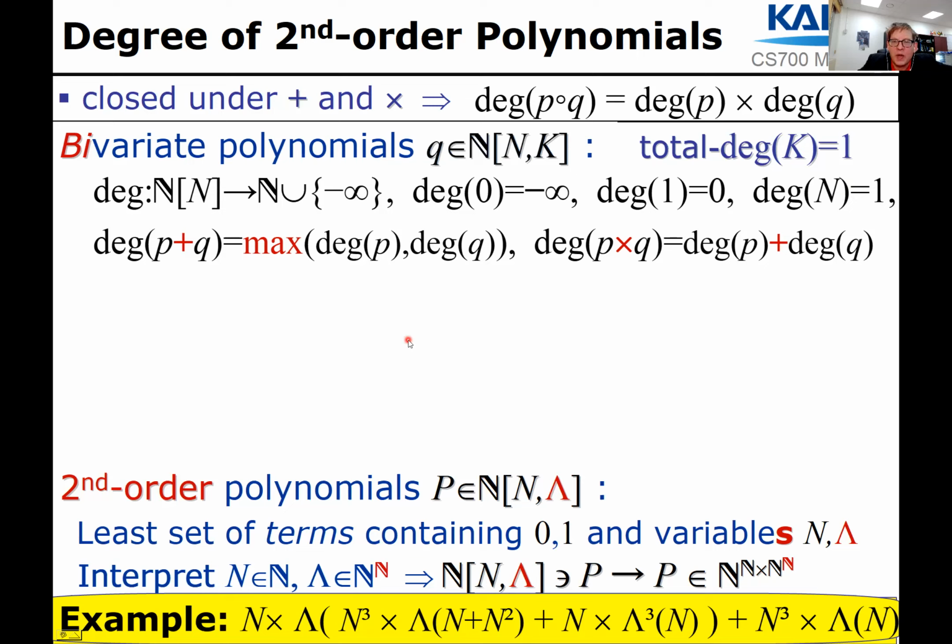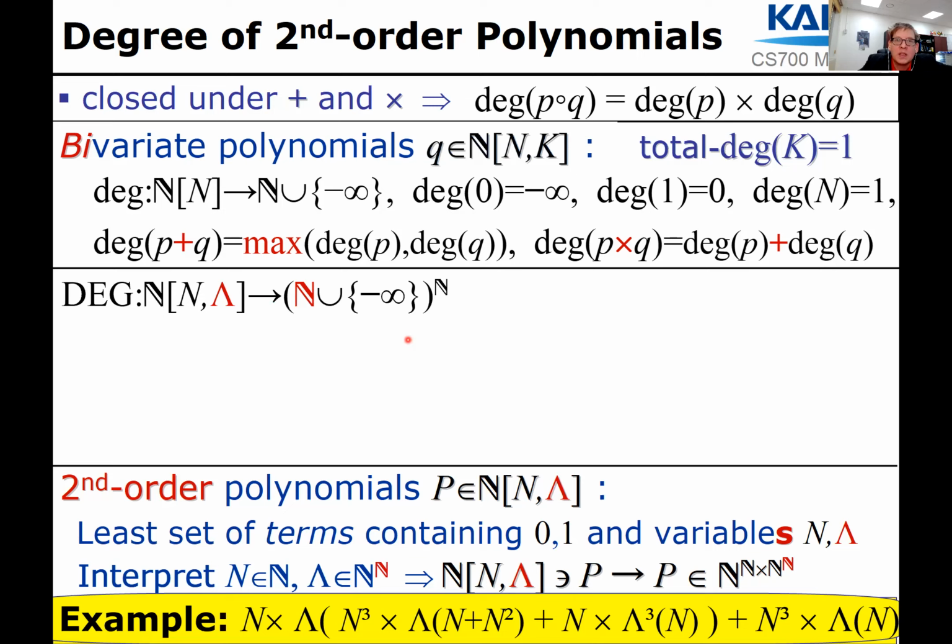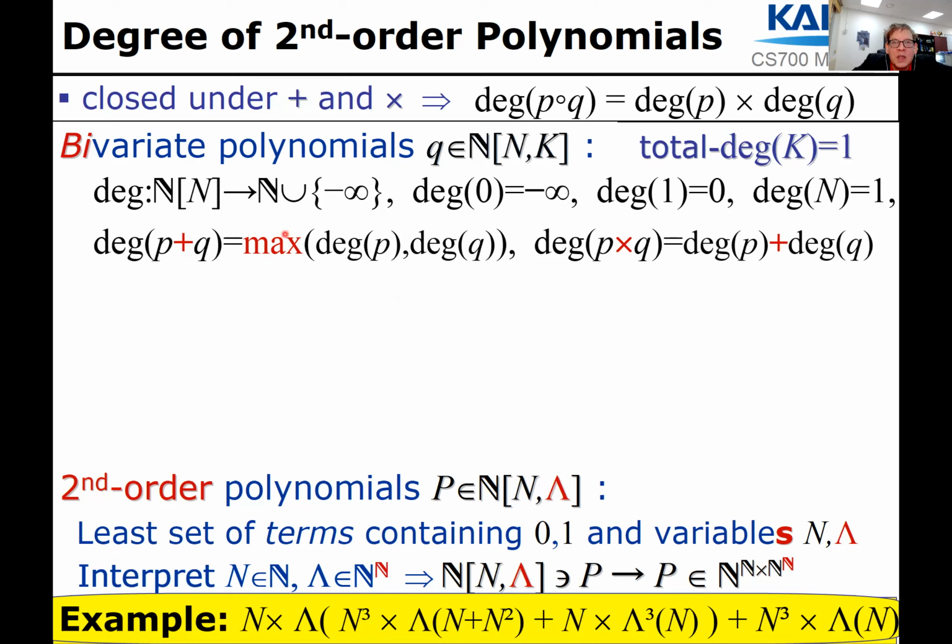And after this preparation, we can now start talking about the degree of a second order polynomial. The degree of a second order polynomial will not be a natural number. Oh, right, I promised to explain and justify this minus infinity here. This is because minus infinity is the neutral element of the maximum function.